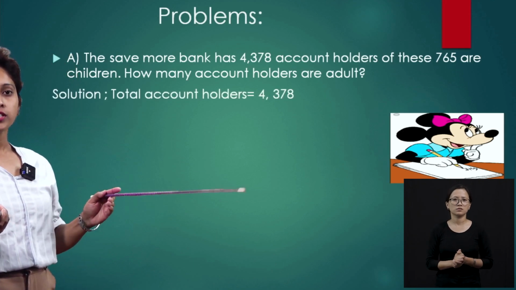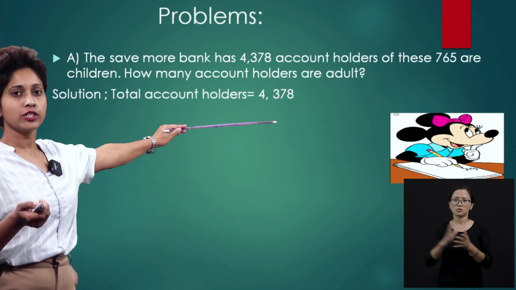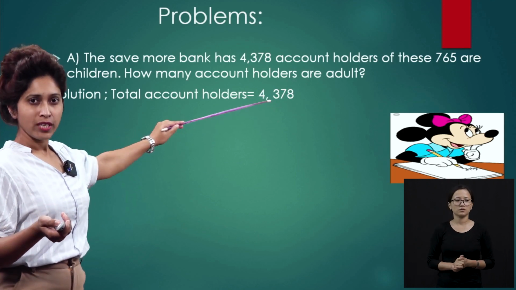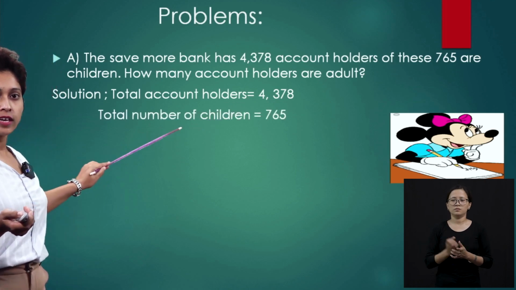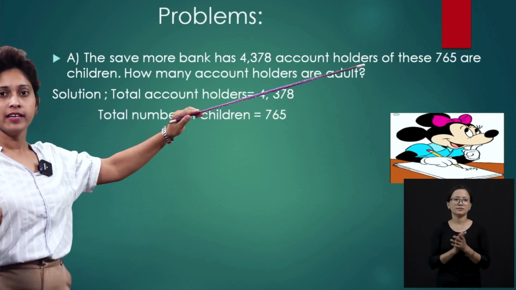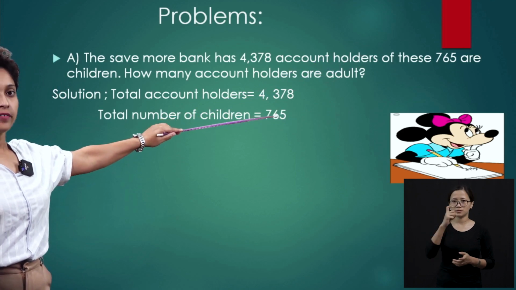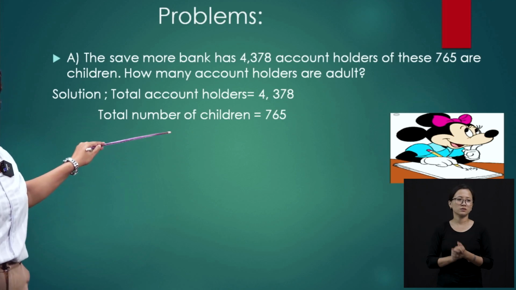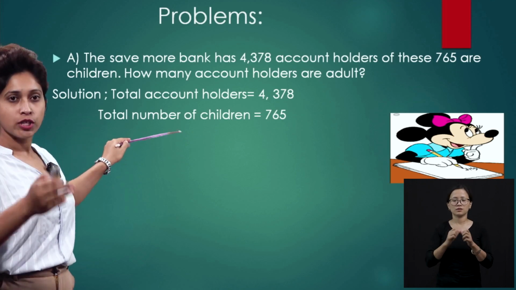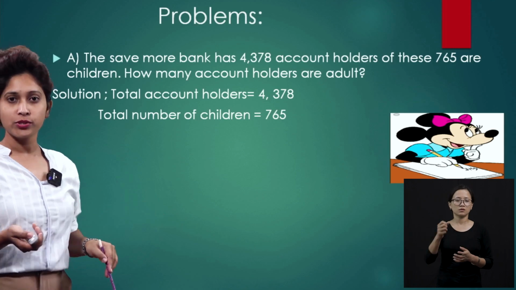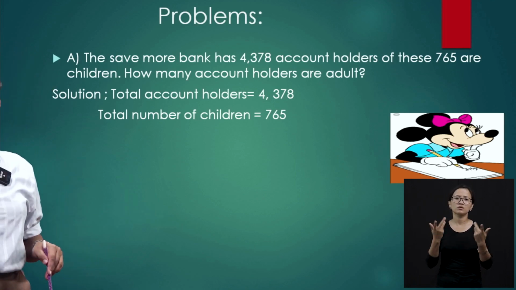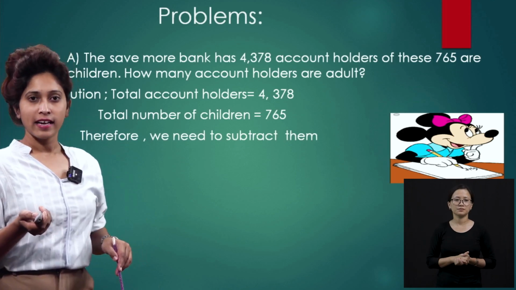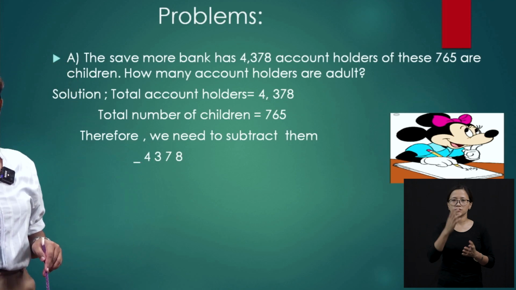Okay, now the total number of account holders is how many, children? It is 4,378. Then you have next, that is the total number of children. How many is it, children? Total number of children, it will be 765, right? So in order to find out the account holders who are adults, what do you need to do, students? Let's see here. We need to subtract them, right? So let's subtract them and see.